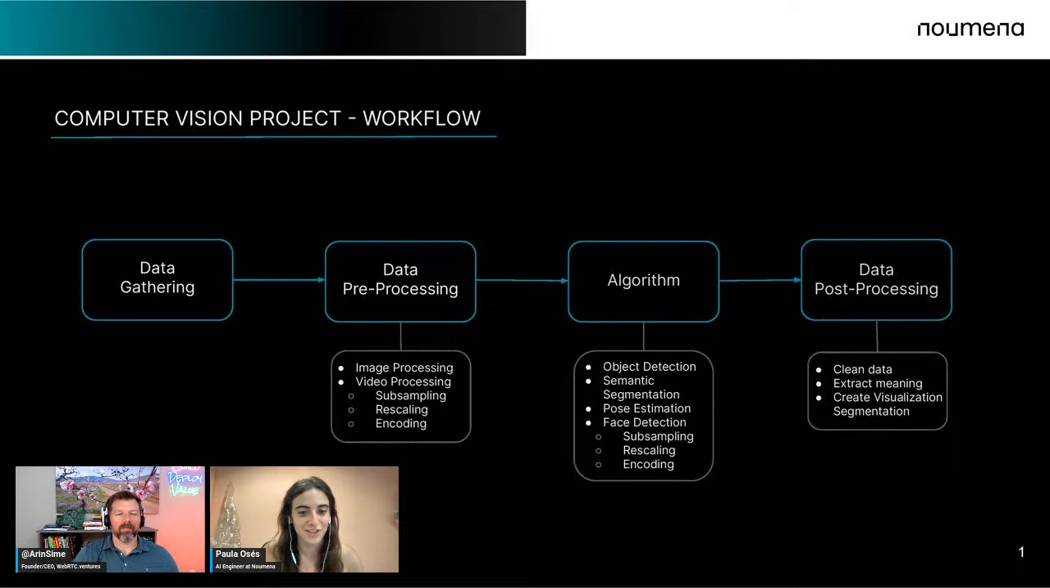This is the part that I enjoy the most. In this part is where you decide how you are going to create this algorithm. What are your objectives? If you want to do object detection, you basically just have to detect the objects, and you need to decide which objects you are interested in.